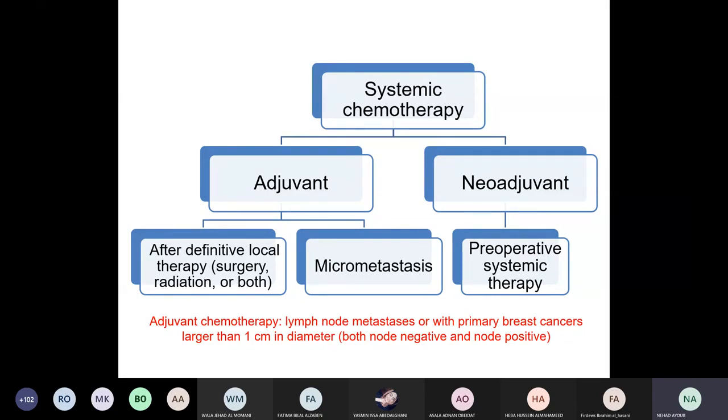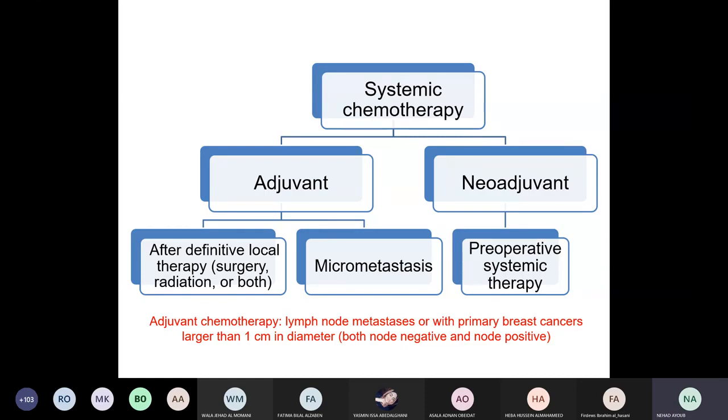اوكي فهاي الكيموثيرابي اللي بدها تنعطى بعد السيرجري بنقولها adjuvant chemotherapy. Why we give chemotherapy after surgery even to early local disease? To control micrometastasis, secure the case, the condition, reduce relapses or recurrence disease. Okay?